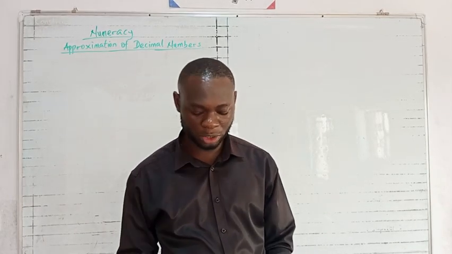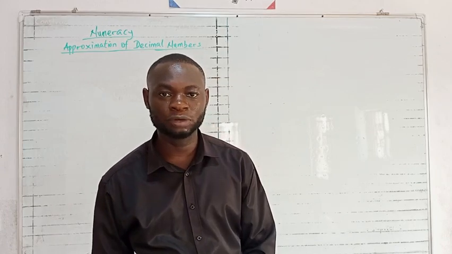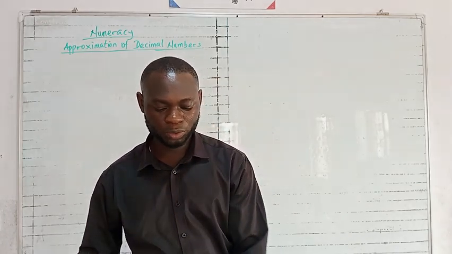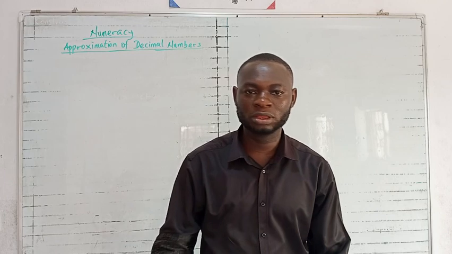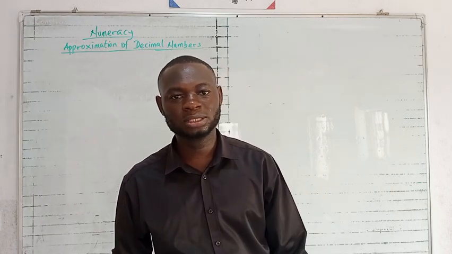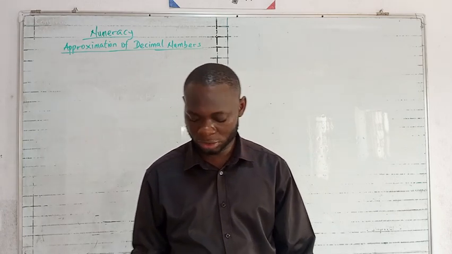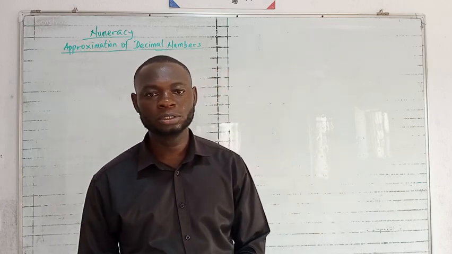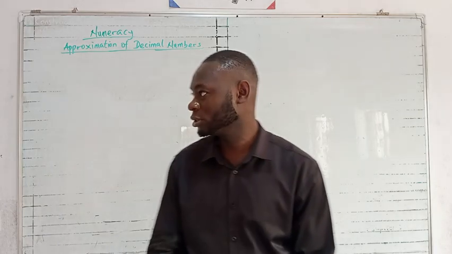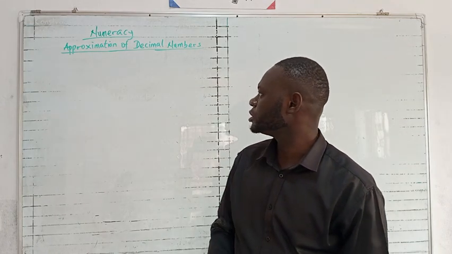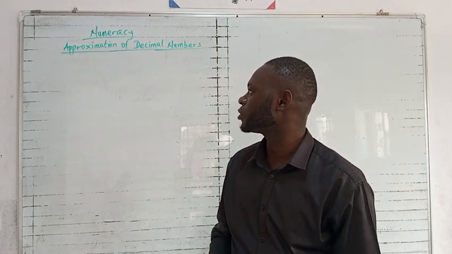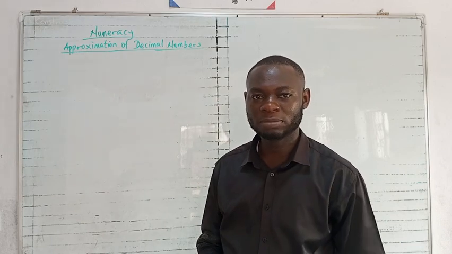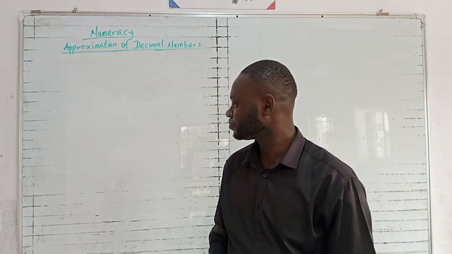Last week we looked at approximation and estimation of whole numbers, where we learned how to round and approximate numbers to the nearest tens, nearest hundreds, and to the nearest thousands. Today we are moving forward still in approximation and estimation, but now we are going to be considering how to approximate and estimate decimal numbers.